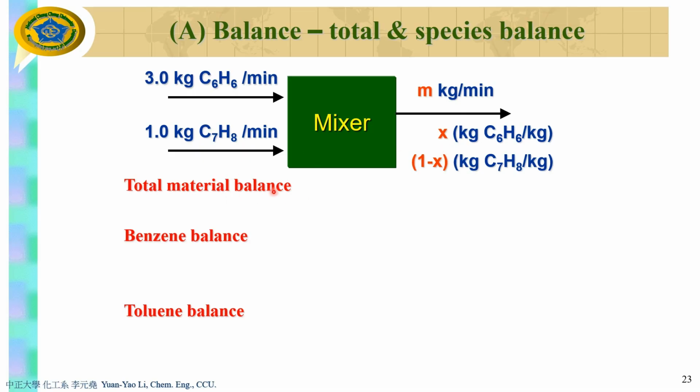Okay, but you can do the balances using total material balance, like total input equal to total output. Or you can use benzene balance or toluene balance. So you have three equations. You might say, wow, Professor, something wrong, because you have two unknowns, but you can write three equations. That means you can solve the unknowns, you can get the unknowns of the m and x. But why do you need three equations?